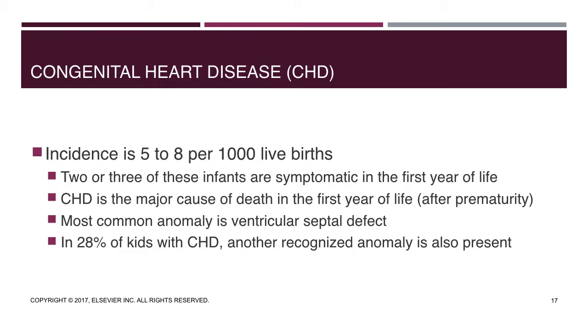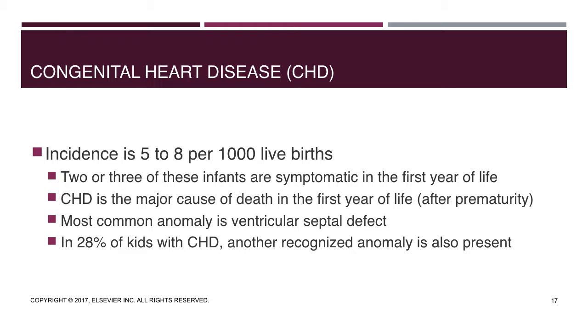Congenital heart disease has an incidence of 5 to 8 per 1,000 live births, so it's fairly common. 2 or 3 of those infants are symptomatic in the first year of life. Congenital heart disease is the major cause of death during the first year of life, not including prematurity. Most common anomaly is the ventricular septal defect. And in 28% of kids with congenital heart disease, usually there's another recognized anomaly also present.